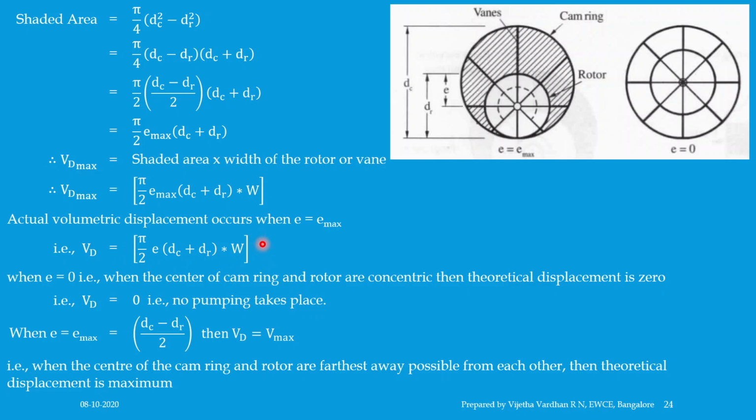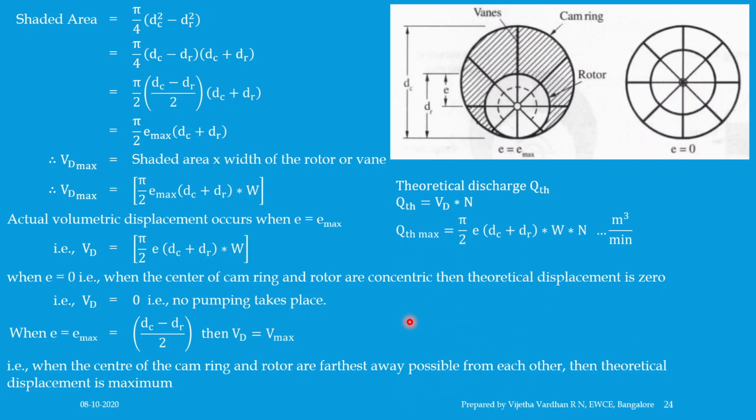That is going to be calculated by this formula. Now, you can understand how this works. When e is equal to 0, when the centers of the cam ring and the rotor are concentric, which you can observe in this figure, then the theoretical displacement is going to be 0. That is, Vd is equal to 0. That is, no pumping is going to take place. Only when there is eccentricity will pumping take place. You have to remember this concept very clearly.